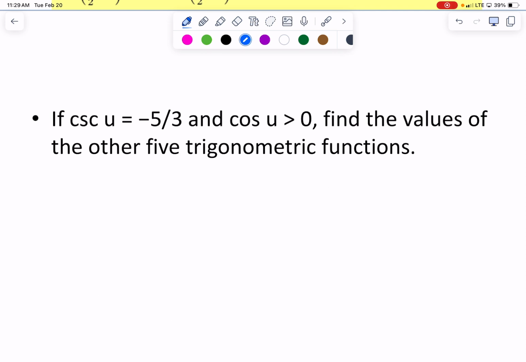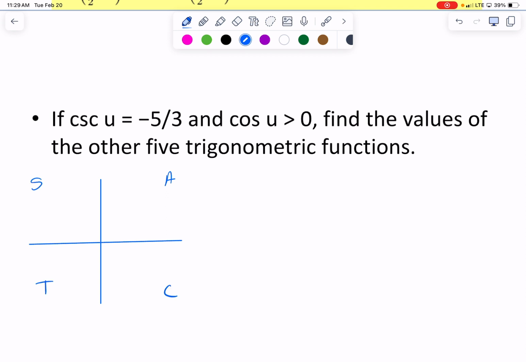Okay, so if cosecant of this angle U equals negative 5/3 and cosine of that same angle is positive, find the values of the other 5 trigonometric functions. You've seen problems like this before, right? What's the first thing I need to do? Figure out what U looks like. Do I need quadrants? Yeah, quadrants help a lot. Cosecant is hypotenuse over opposite.